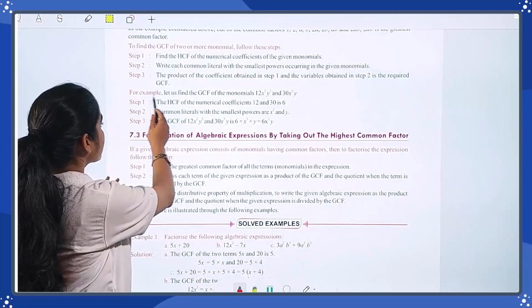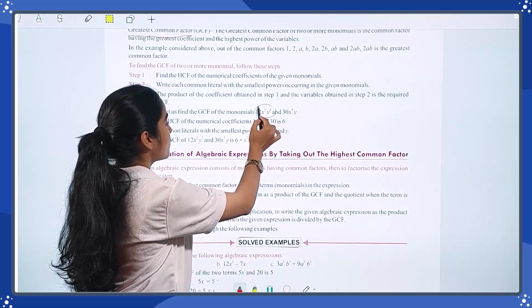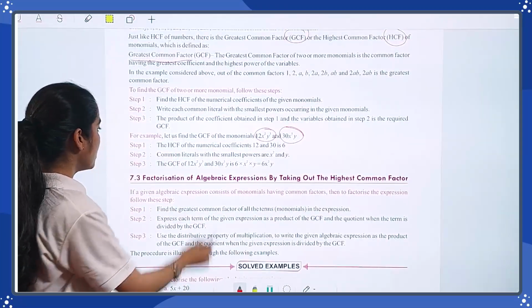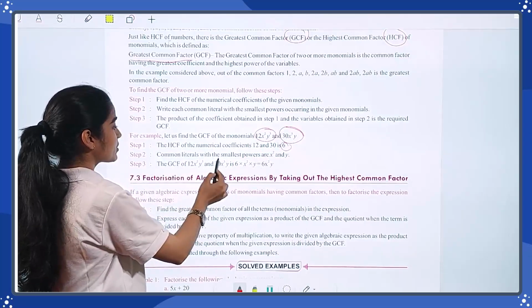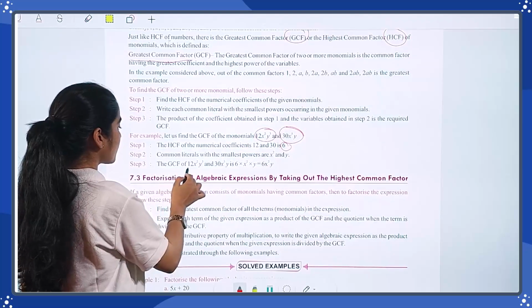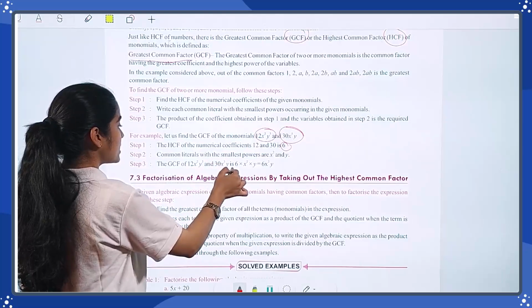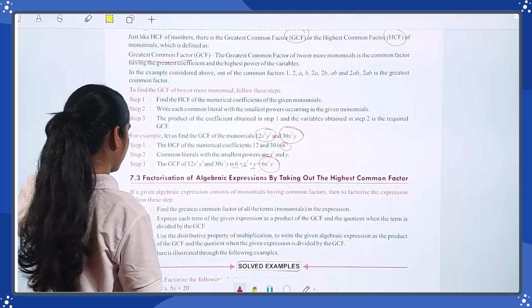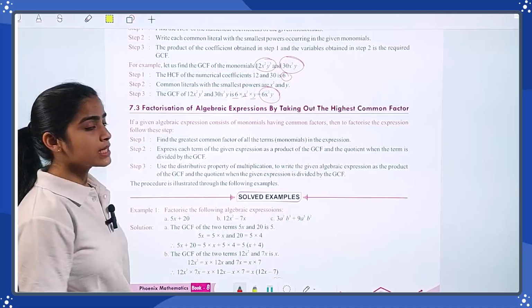Now, for example, let us find the GCF of the monomials 12x squared y cubed and 30x raised to the power 5 and y. So the GCF of the numerical coefficients 12 and 30 is 6. Common literals with the smallest powers are x squared and y, which means the GCF of 12x squared y cubed and 30x raised to the power 5 y is 6x squared y.